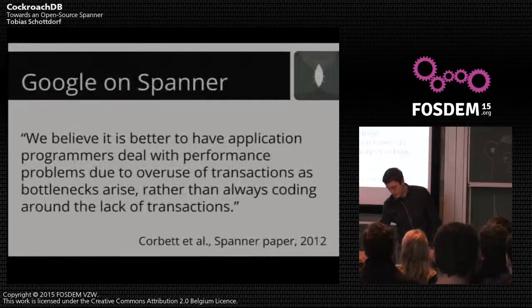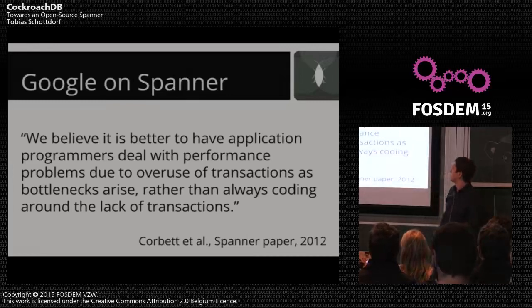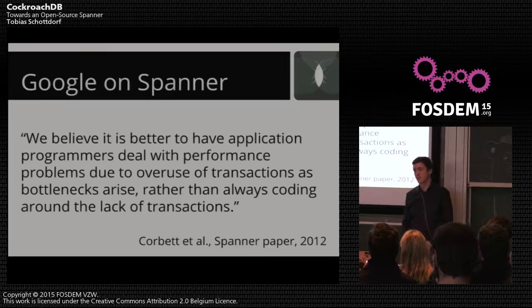And there's one very telling quote from the white paper on Spanner that Google published in 2012. The quote is that, well, they believe it's better to have application programmers deal with performance issues due to transaction overuse sometimes, but that's way better than not having transactions and having to deal with it every single time you need one.